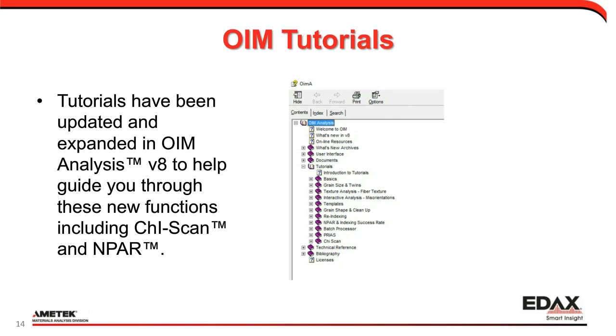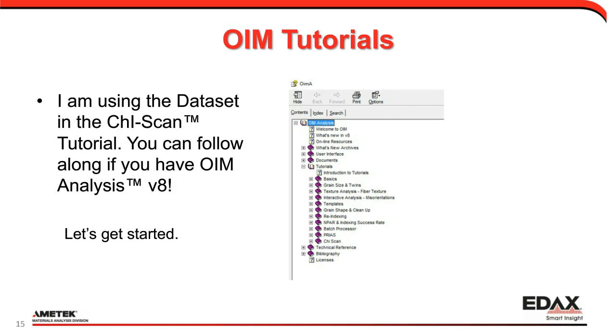I'm going to be using the tutorial data set built inside of OIM Analysis, just so that everything is consistent for you guys. You essentially have to do the same exact steps as I do them, and then you can say, oh, hey, here I have the same data. So I am using the data set inside the Chl-Scan tutorial, so you can follow along if you have OIM Analysis. Let's go ahead and get started.